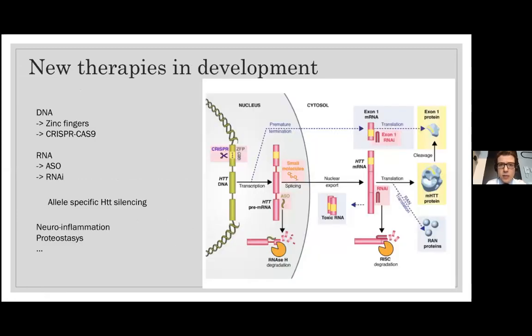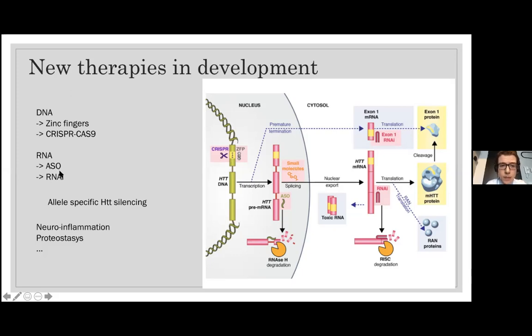Okay, so new therapies in development. There's a lot of research that's being translated now to clinical trials. Some is looking at the source of the disease in the DNA, using gene editing tools such as zinc fingers and CRISPR-Cas9, to try and take out the mutated gene and change it for a normal allele. That's still in development.